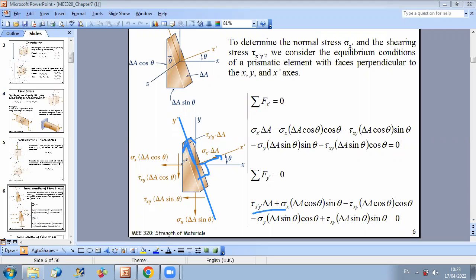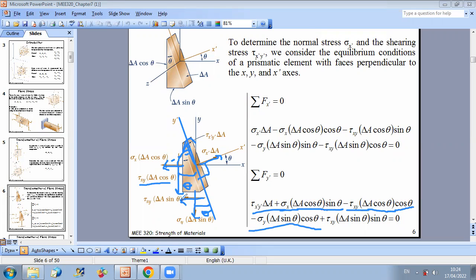Now, if you project this force, the angle with y prime is 90 minus theta, and it's a positive projection on y prime. So this is why it's plus sigma x delta A cosine theta times sine theta. Now this force makes an angle theta with y prime, and it has a negative projection. This is why we do minus tau xy delta A cosine theta times cosine theta. And finally, the same idea for sigma y: it's a negative projection, and the angle is theta, so it's minus sigma y delta A sine theta cosine theta.